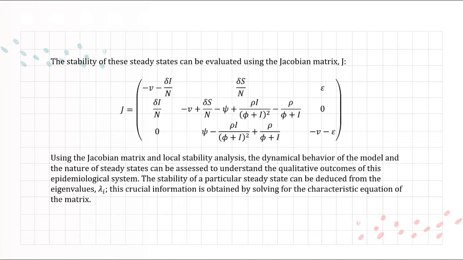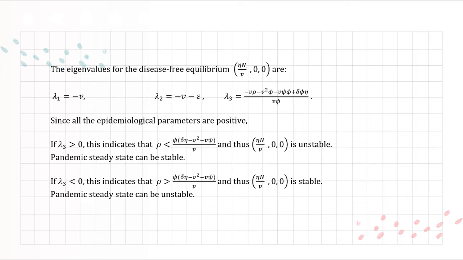This crucial information is obtained by solving for the characteristic equation of the matrix. For instance, we found that there are 3 eigenvalues for the disease-free equilibrium. And note that all the epidemiological parameters are positive. Thus, lambda 1 and lambda 2 are less than 0. If lambda 3 is greater than 0, then the 3 eigenvalues for disease-free equilibrium have different sign, and thus this steady state is unstable and pandemic steady state can be stable.